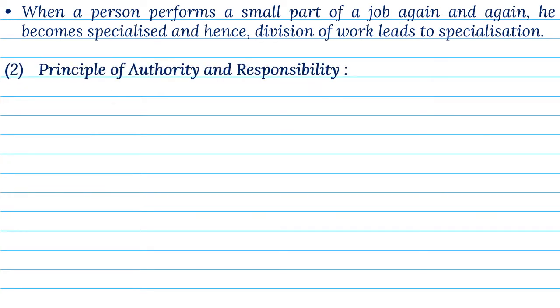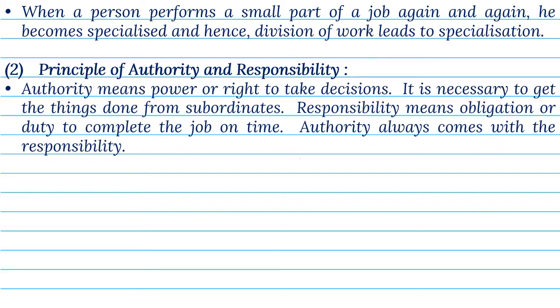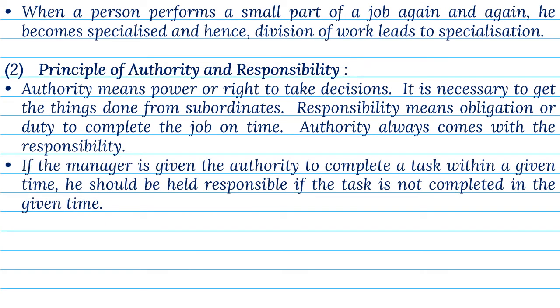2. Principle of authority and responsibility. Authority means power or right to take decisions. It is necessary to get the things done from subordinates. Responsibility means obligation or duty to complete the job on time. Authority always comes with responsibility. If the manager is given the authority to complete a task within a given time, he should be held responsible if the task is not completed in the given time.